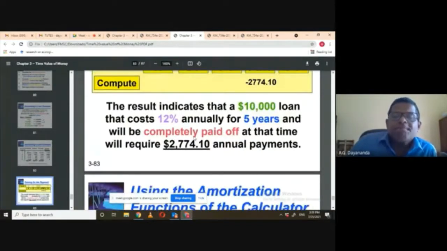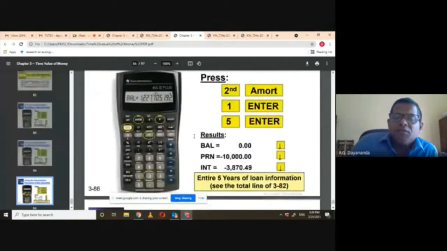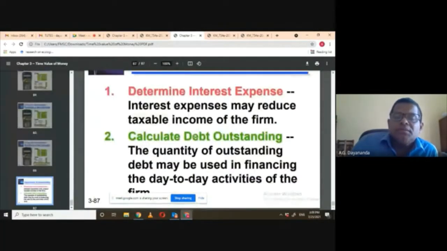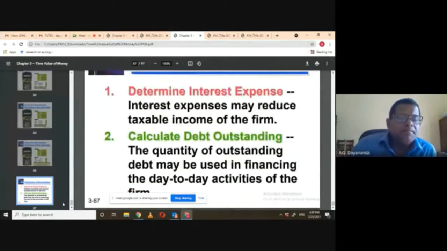Then that is the financial calculator. So with that, I think our story is over.